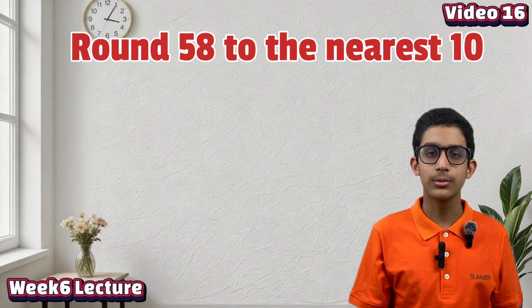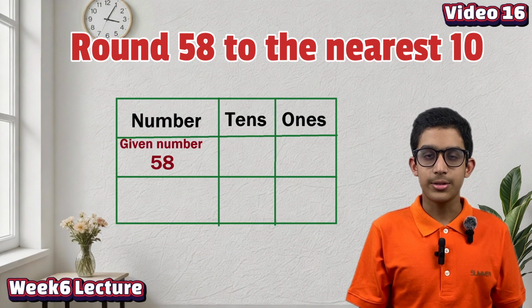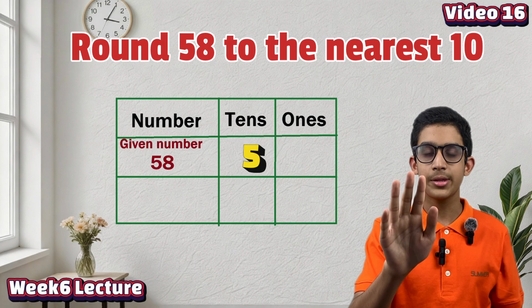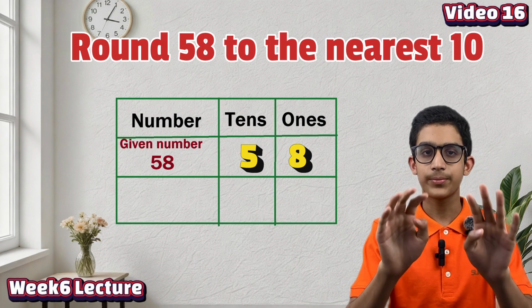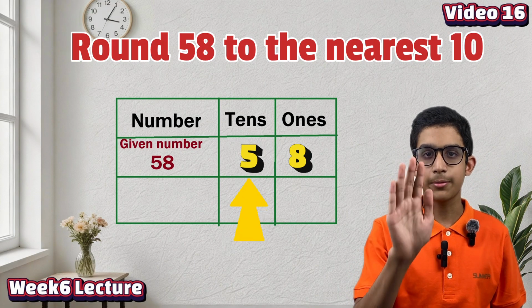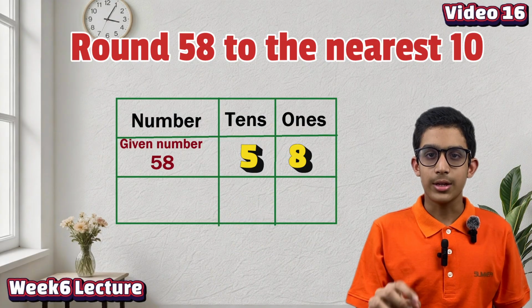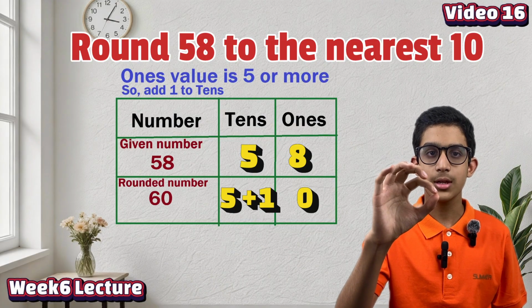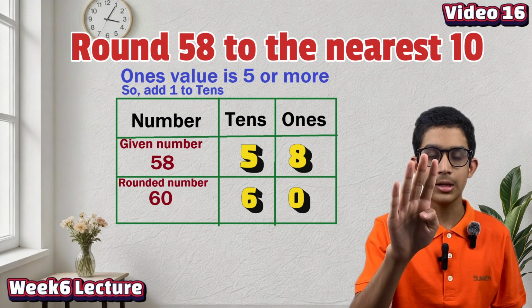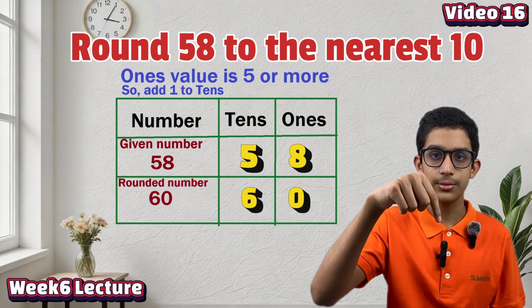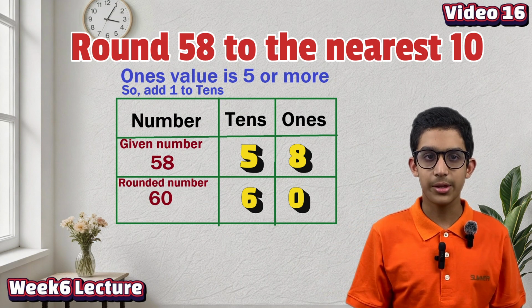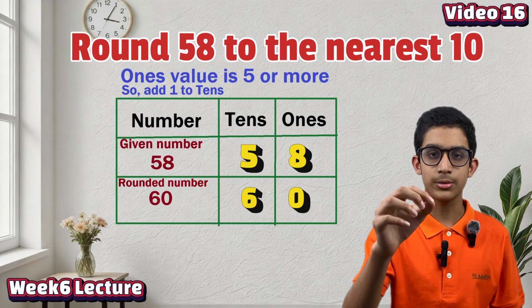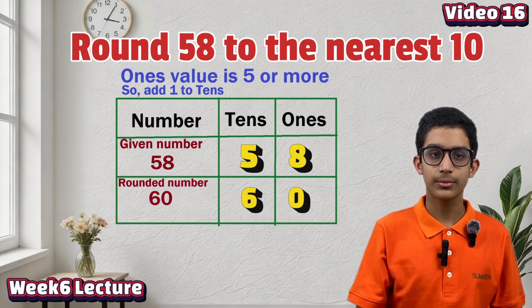For example, round 58 to the nearest 10. Here we have 5 tens and 8 ones. Rounding place value is 5. We add 1 to 5 and turn 8 into 0. If the value is 4 or less, we round down. That is, we keep the same rounding place value and turn all the digits next to it to 0.